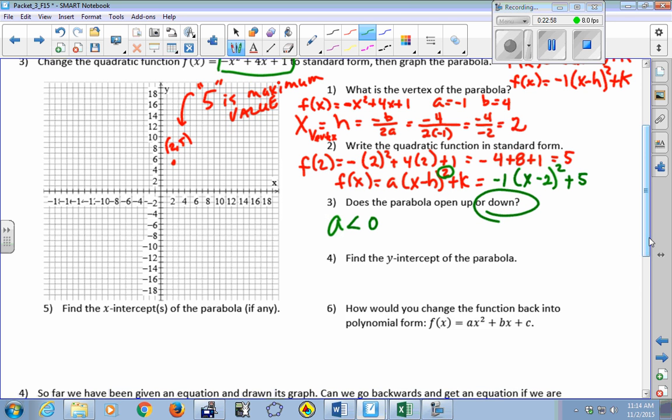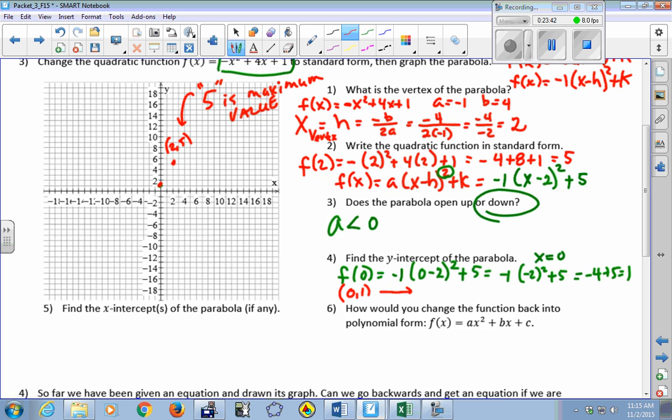Find the y-intercept. To find the y-intercept, in my mind I visualize a point on my y-axis, which makes x equals 0. So I take my function and I find f of 0 by plugging 0 in. So I have -1 times (0 minus 2), the whole thing squared, plus 5. -1 times -2 squared plus 5, which is -4 plus 5, which is 1. So at (0, 1), I have another point on my parabola. So (0, 1) is my y-intercept.